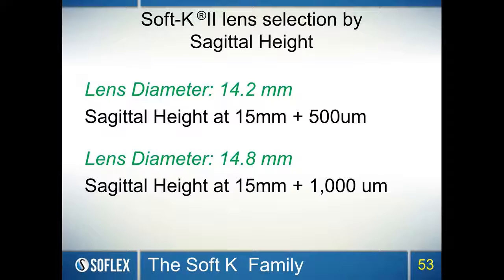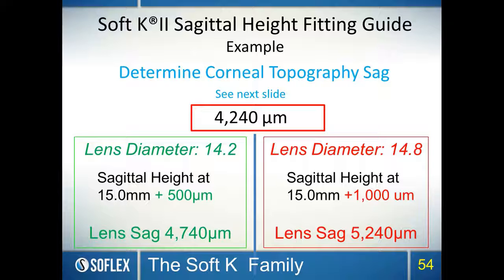The lens selection by sagittal height for 14.2 mm: you should choose the sagittal height at 15 mm plus 500, and for 14.8 mm diameter, the sagittal height at 15 mm plus 1000 micron. And here is an example.